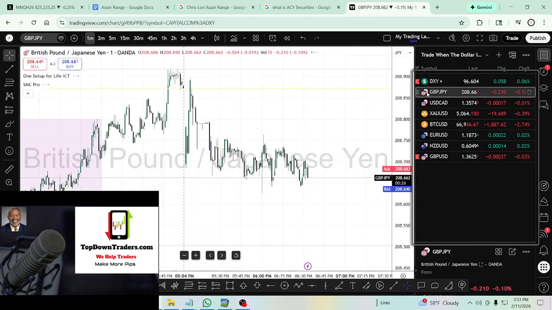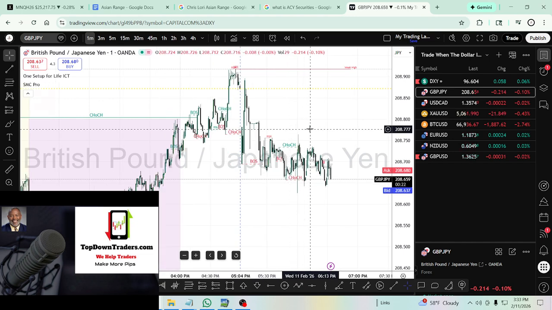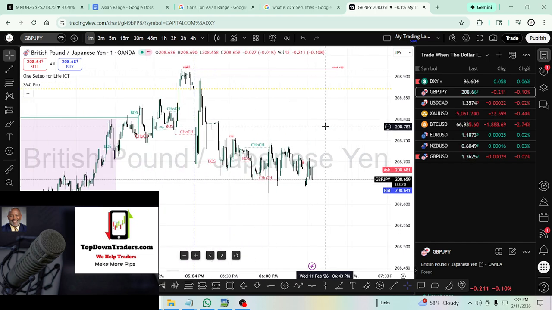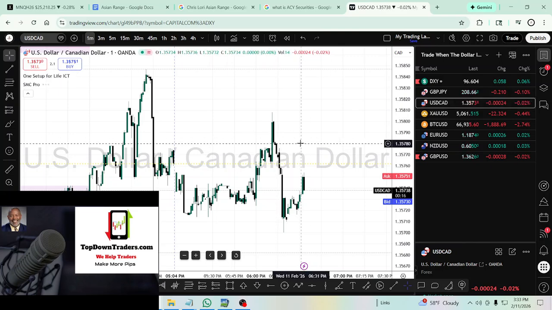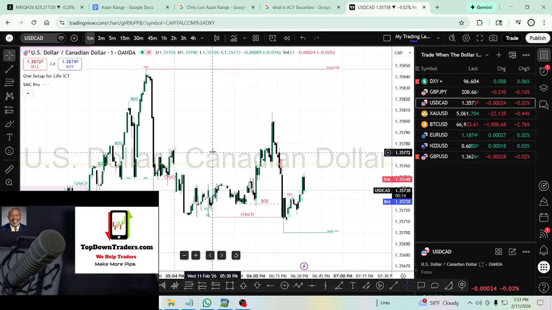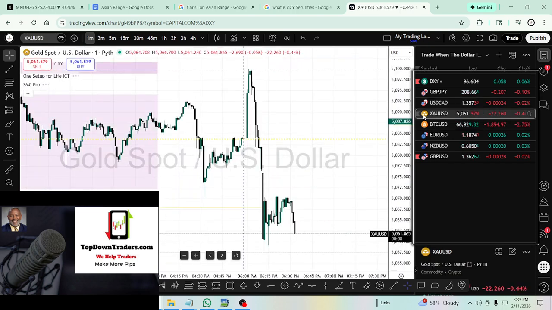British pounds. Okay. This one right here is tied to gold and the US dollar. This one is tied to gold. Take a peek at gold. Stand by.